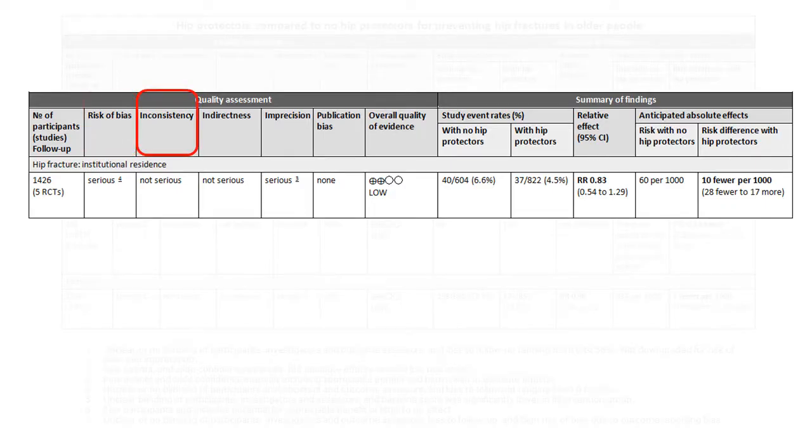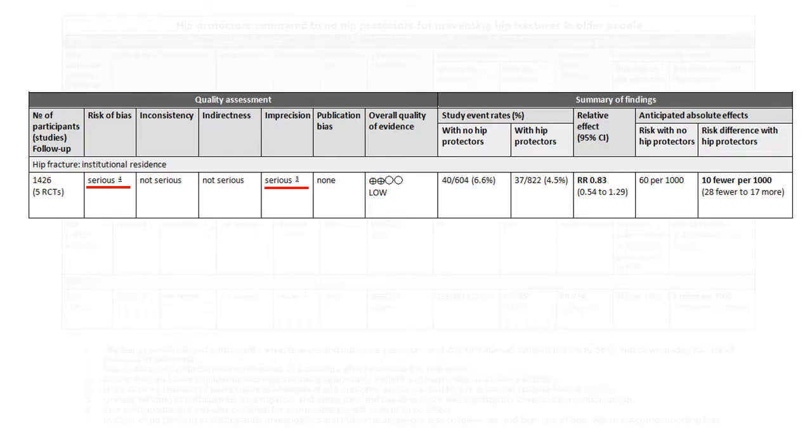inconsistency of the evidence, whether studies show similar effects, indirectness of evidence, whether the patients and interventions in the studies are similar to those who we are making recommendations for, imprecision, how wide the confidence intervals around the estimates of effects are indicate how precise they are, and publication bias, whether certain studies, particularly those showing a negative or no effect for an intervention, are missing from the literature. Concerns about each of these factors are noted in the evidence profile as serious, very serious, or none.